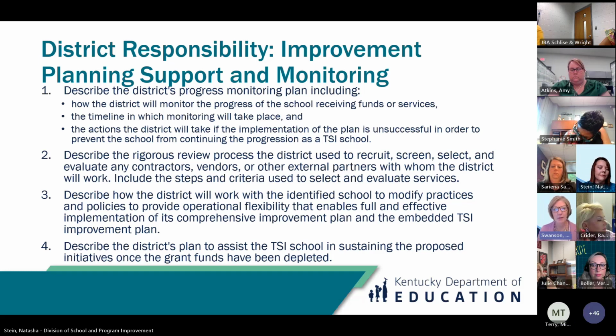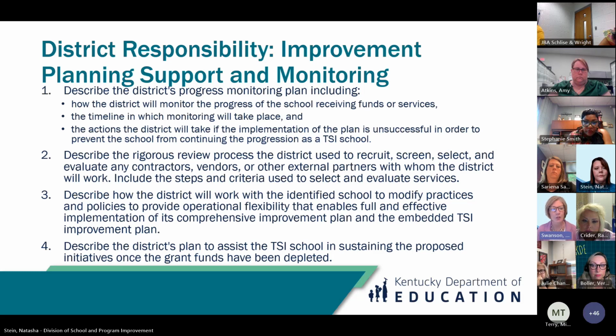And then you really want to think about, what actions will the district take if the school is not being successful? So specifically, what are some things that from the district level that you plan to do if you see that things are not being implemented well or are not being effective?